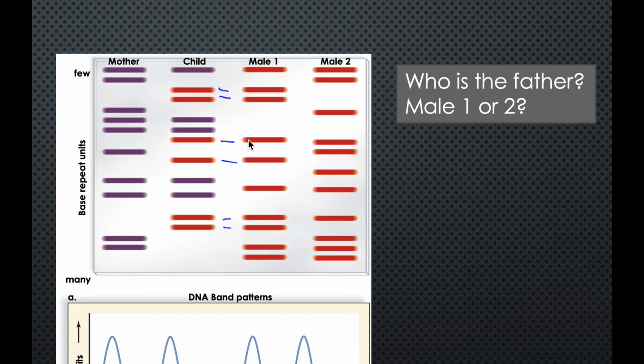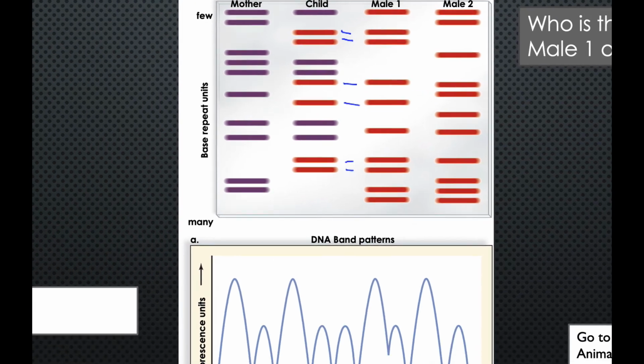We see nothing here as well, nothing here, nothing here. So there are a lot more bands that correspond with male 1 than we see with male 2. So that would allow us to believe that male 1 was the father with a greater amount of certainty than male 2, if it was just in question between these 2 individuals.